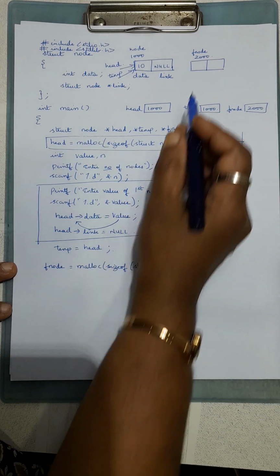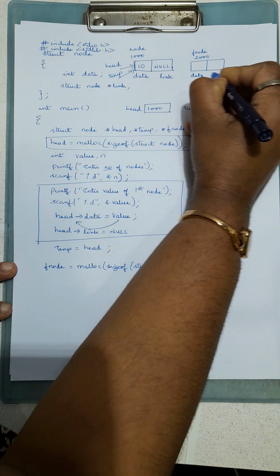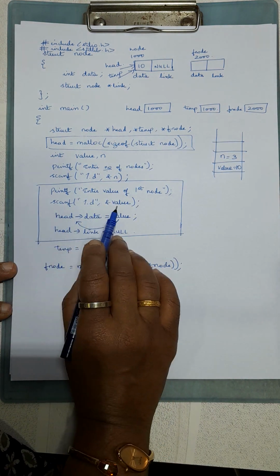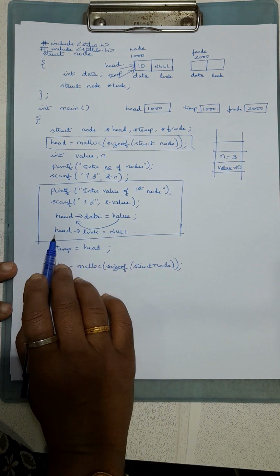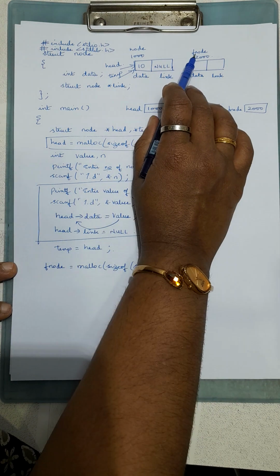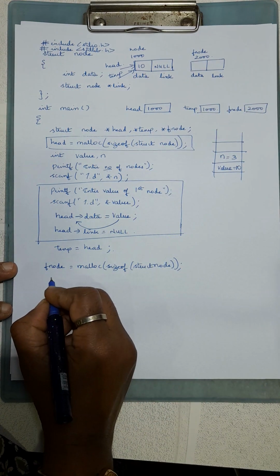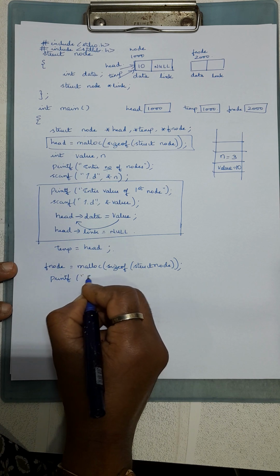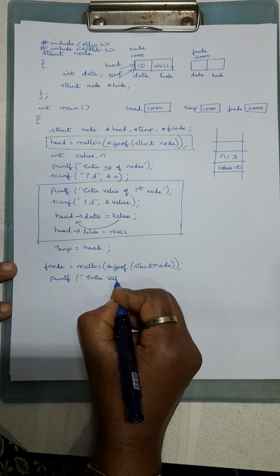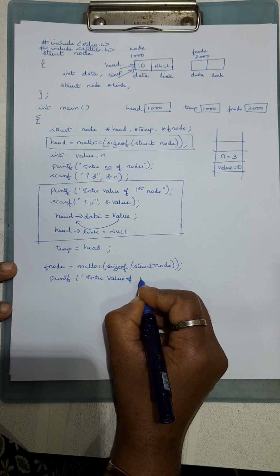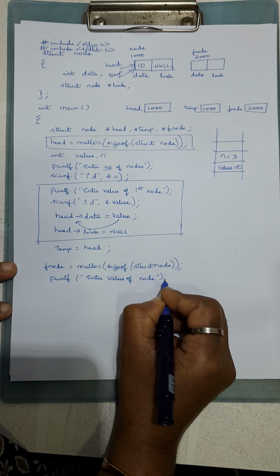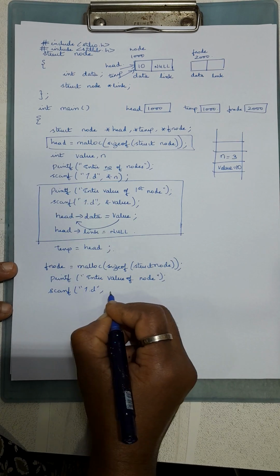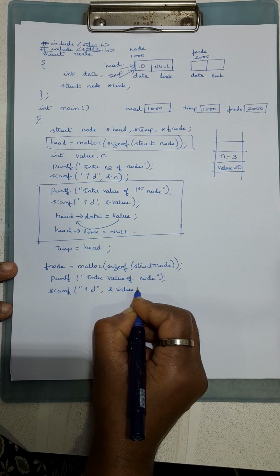We have to add values, right? This is the data part and this is the link part. How did we add values here? Again, enter the value, scanf value, head pointing to data is value, head pointing to link is null. Similarly, what is the name of the node? It is F node. So what do we do? Printf enter value of node, scanf %d, address of value, the same thing.